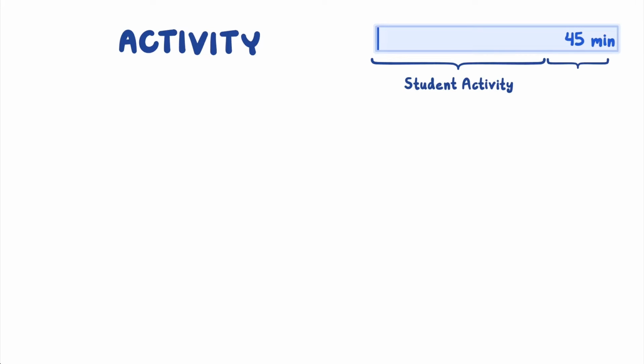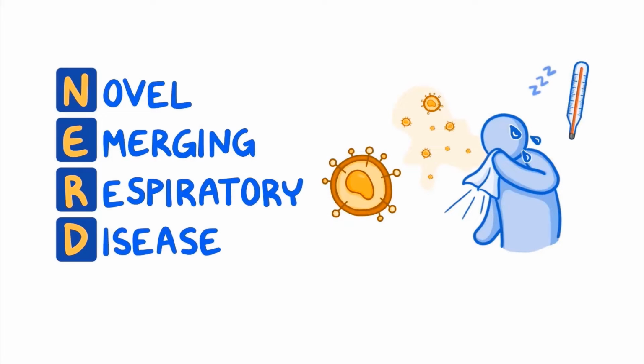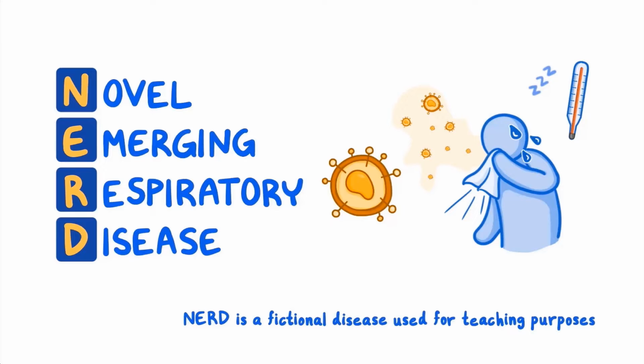In this 35-minute activity and 10-minute class discussion, students identify risk factors for NERD as they review case studies about different individuals who are at risk for NERD exposure and/or severe disease. Students then compile these risk factors in a concept map and brainstorm prevention strategies that reduce the spread of NERD and work toward health equity. This activity uses data and concepts based on a novel emerging respiratory disease, or NERD. NERD is a fictional disease used for teaching purposes.